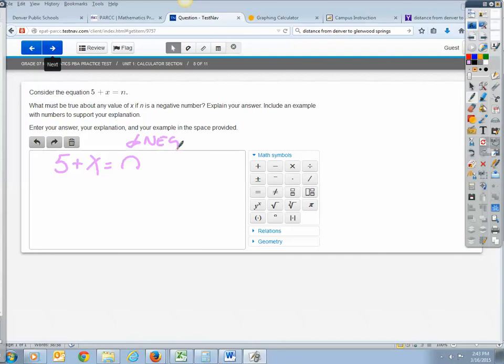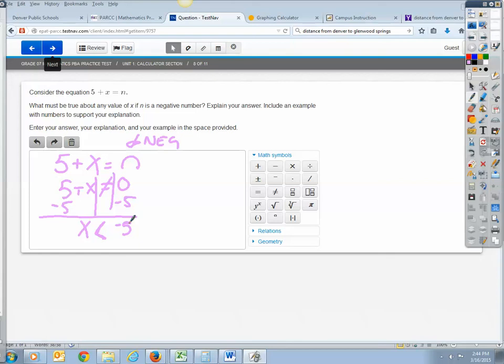Well, what can n not equal? Well, I know n cannot equal 0. So I know that 5 plus x cannot equal 0. And so if I solve this, I minus 5, I get x must be less than negative 5. Can't equal negative 5 because that would give me an answer of 0.